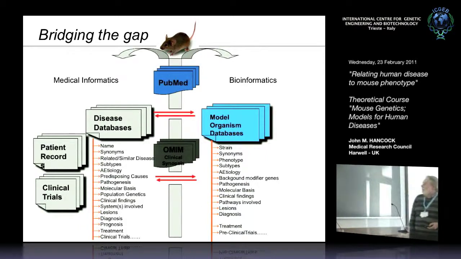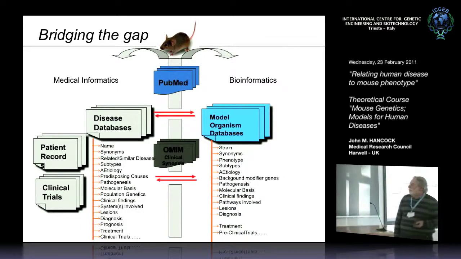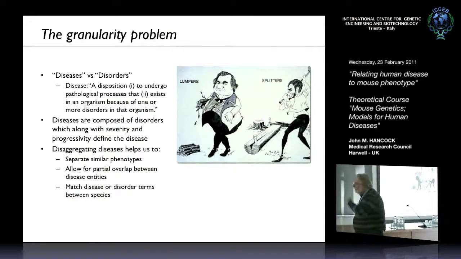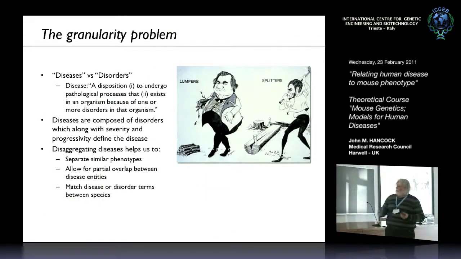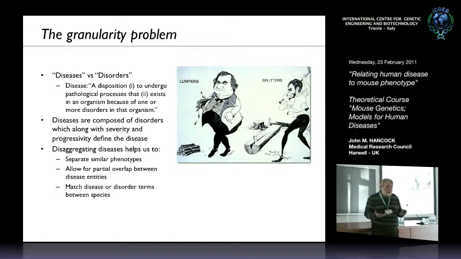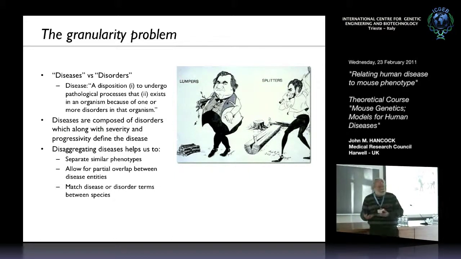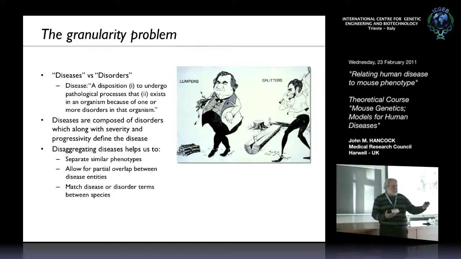So there are some concepts I've introduced. How can we use what we have? Our problem is, actually, this is the other level of chaos. Our problem is that diseases are not phenotypes. Diseases, as we heard from Wolfgang this morning, are abstractions of something that's wrong with the organism, which are characterized by a set of phenotypic observations of some kind. One way of looking at this is that diseases are composed of disorders, which along with severity and progressivity define the disease.